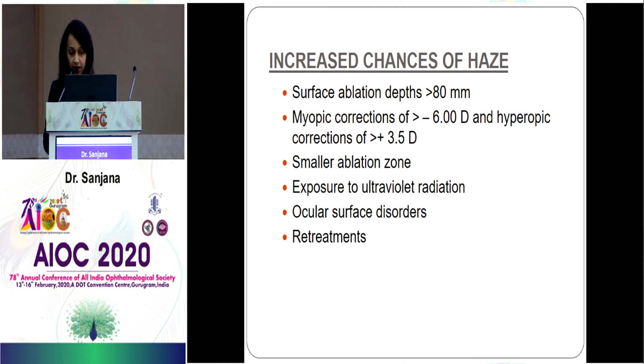And if they have any ocular surface disorders, then also in cases of retreatments, when they've already undergone probably a PRK before or a Lasik before and we go for a retreatment, then the chances of haze are more. So in these cases, obviously we use mitomycin C to reduce the chances.